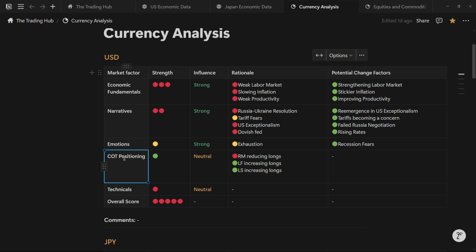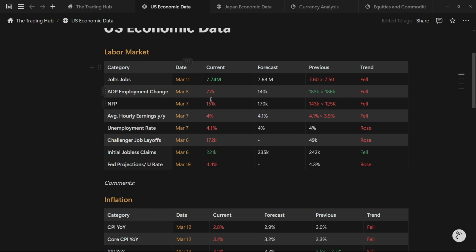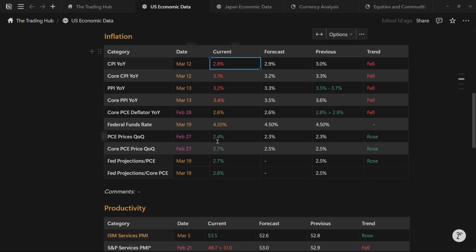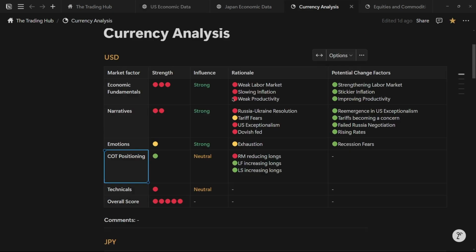Now, the thing about doing this is I have to do this manually, right? So as you can see here, I manually write up all of this stuff. Whenever there's a data release, I come to my Notion, I insert the JOLTS job number, I insert the NFP number, unemployment rate, I insert CPI, federal funds rate, and all of this stuff. So I have to manually do this, right? And it's very, very time consuming to be tracking all of this. So I do this with all the currencies that I trade.